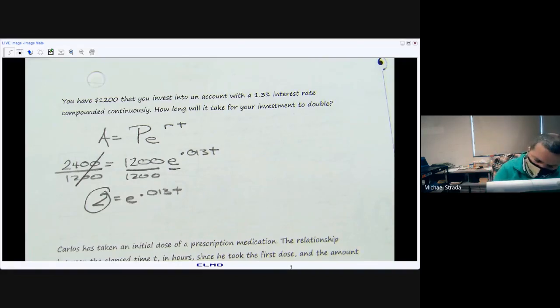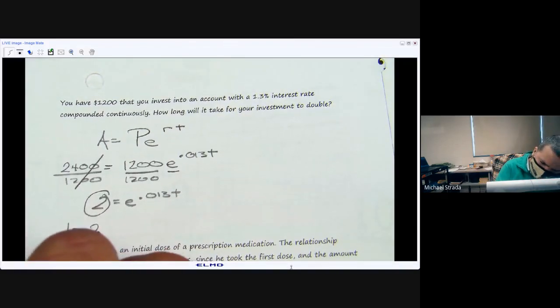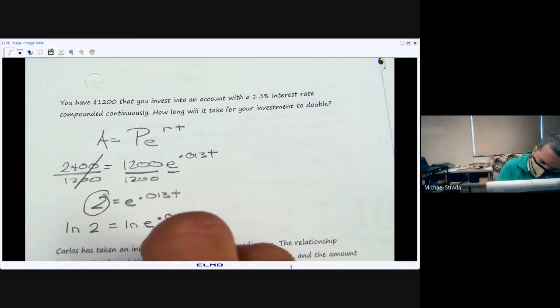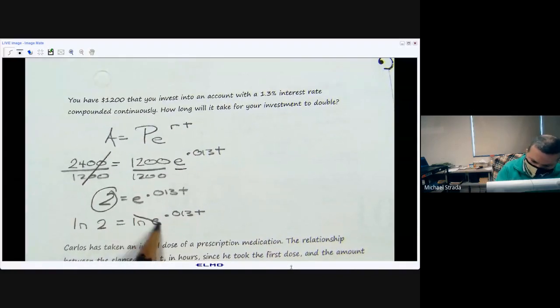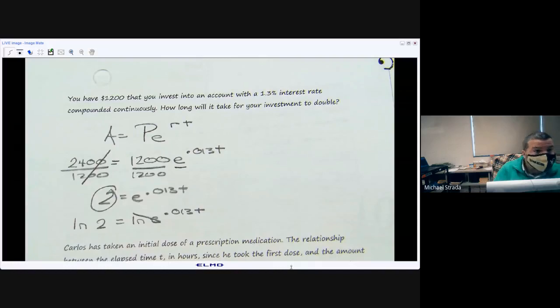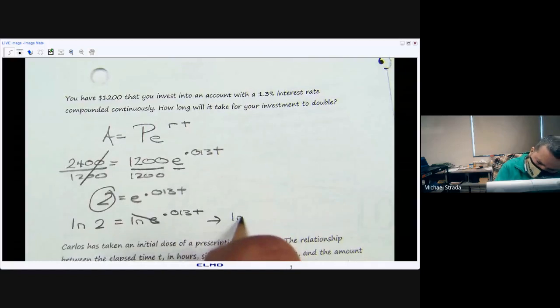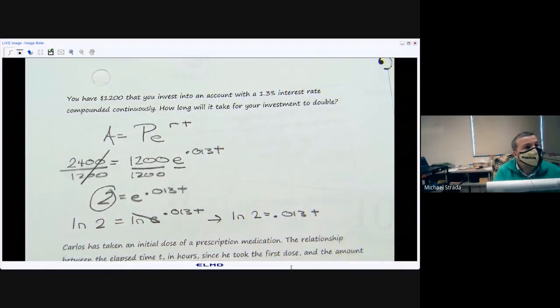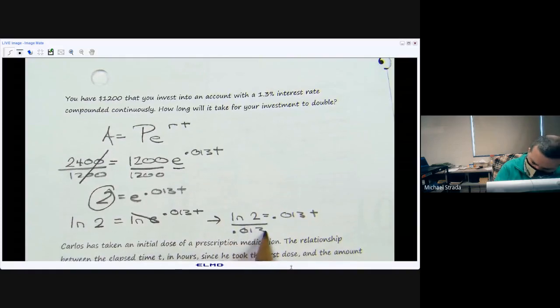We now have that isolated, so we do the natural log of both sides. So the natural log of 2 equals the natural log of e to the 0.013t. The natural log and the e cancel out, leaving us with whatever the variable expression is. So the natural log of 2 equals 0.013t. To get rid of a multiplication by 0.013, we would divide both sides by 0.013.